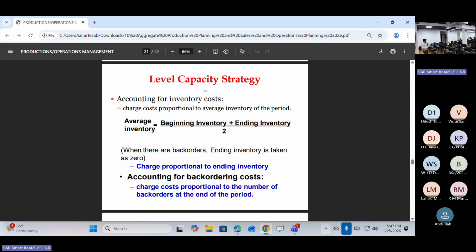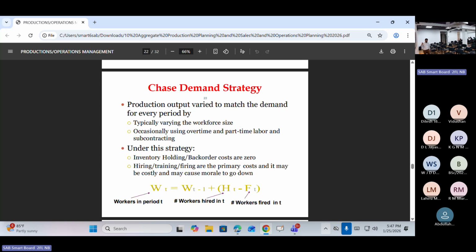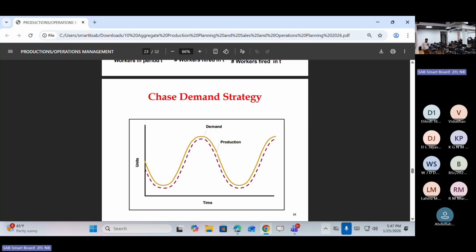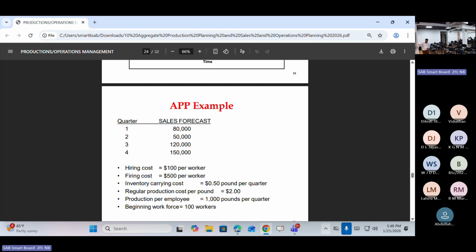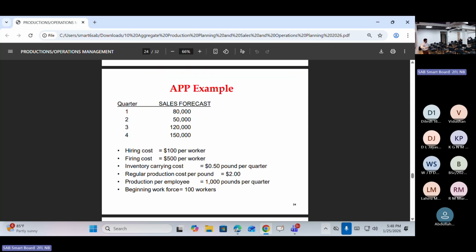With an example, you will understand. Right. Before coming to chase demand, I'll take one example like this one. That's a very simple example. This is just to identify how the production planning is done in the simplest context. Assume that you are provided such information.